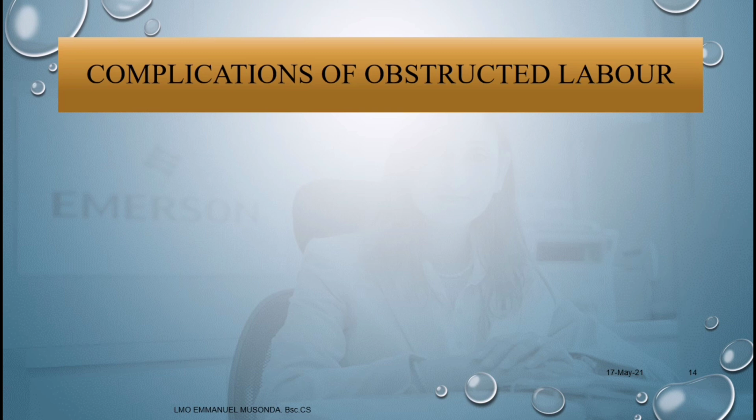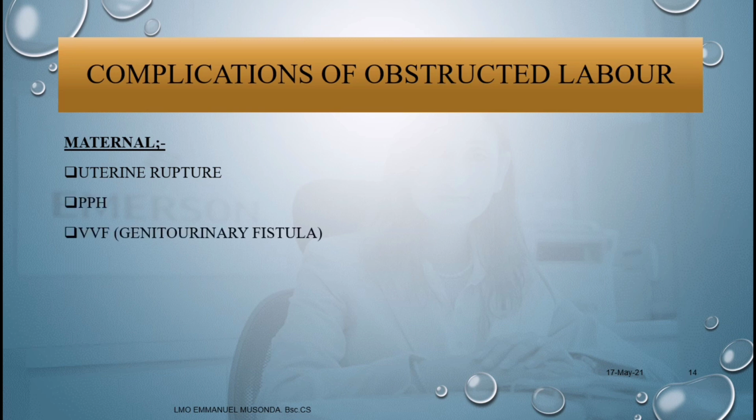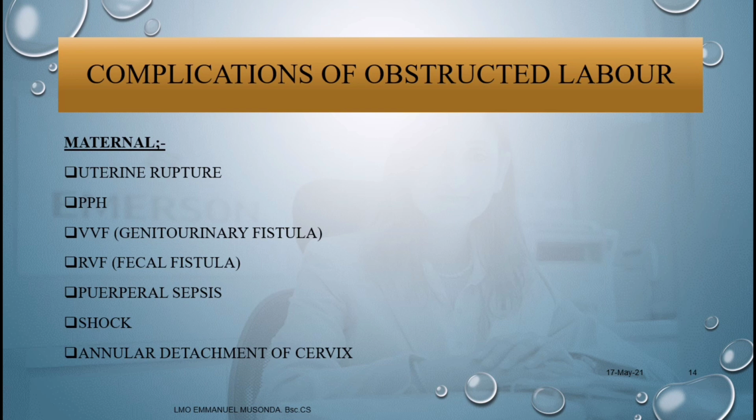Then some of the complications of obstructed labor. So what are some of the complications of obstructed labor? We have maternal ones such as uterine rupture, PPH, VVF like we talked of, RVF, puerperal sepsis, shock, annular detachment of the cervix, and maternal death.